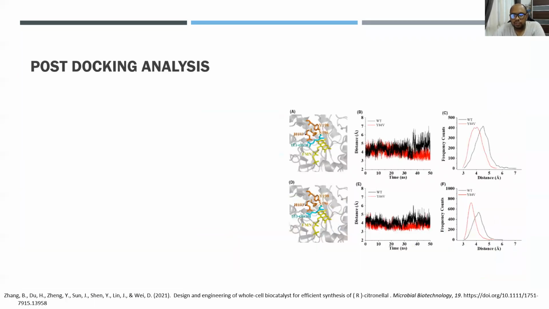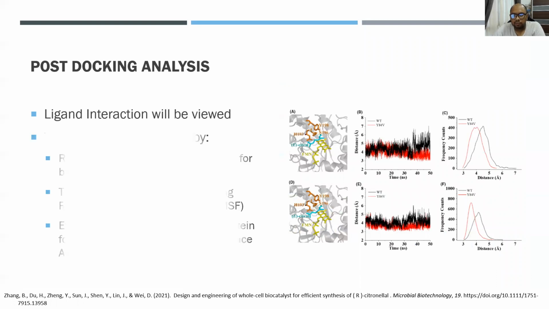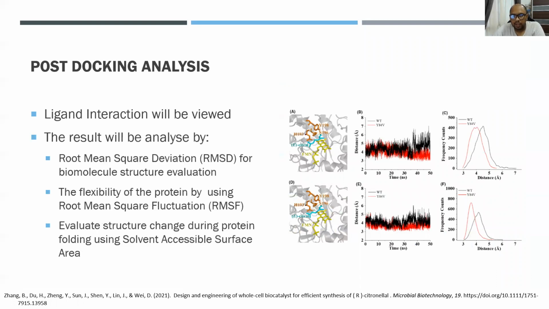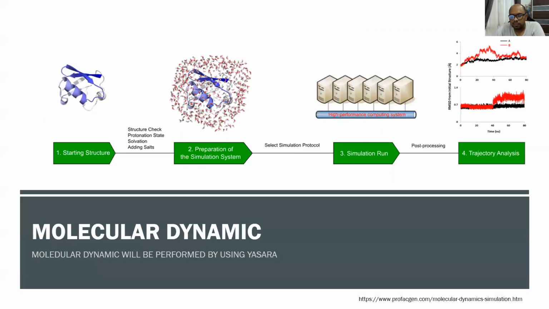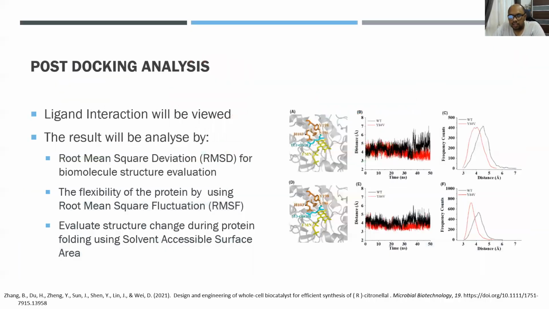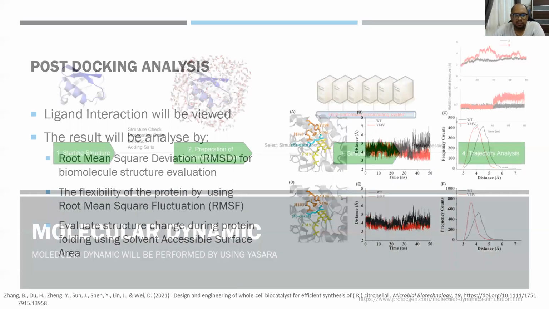After the docking simulation and the data has been obtained from YASARA, the data will be analyzed by root mean square deviation for biomolecular structure evaluation, flexibility of the compound using root mean square fluctuation, and evaluating structure change during protein folding using solvent accessible surface area. From this, we will know the interaction between peptide and receptor during the docking simulations.